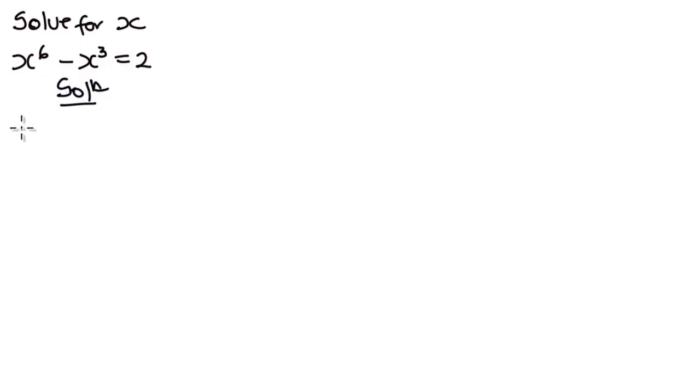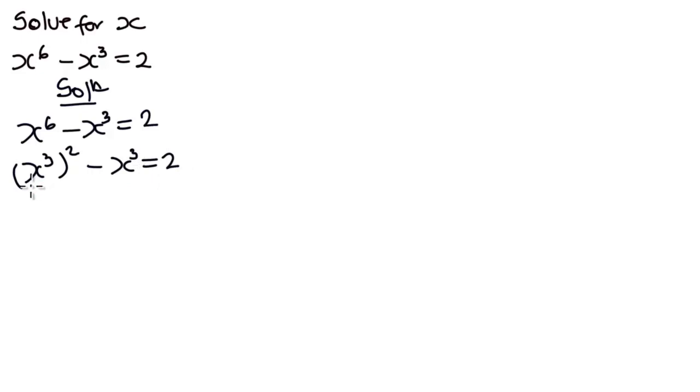Now from the question, we're given x to the power 6 minus x cubed is equal to 2. From here, we are going to rewrite x to the power 6 as x cubed all exponent 2, minus x cubed is equal to 2. And so from here we have x cubed in common, so we are going to let y be equal to x cubed. And so we are going to have y squared minus y is equal to 2.